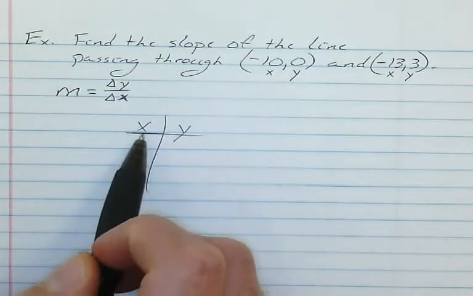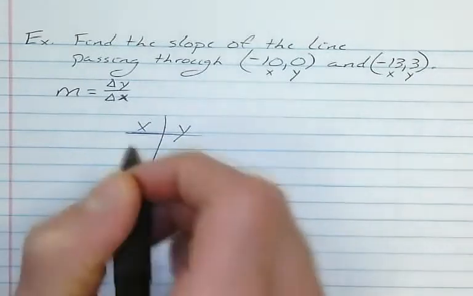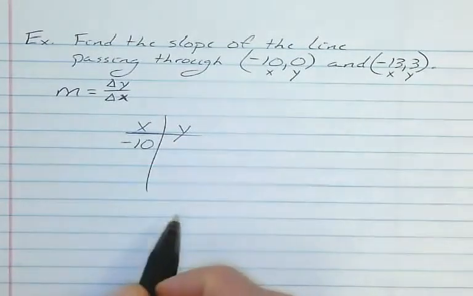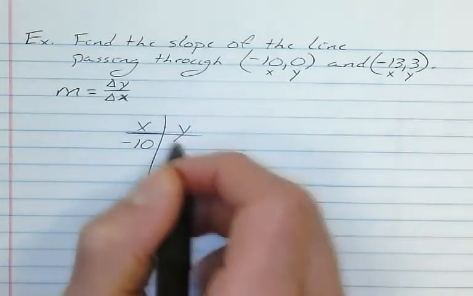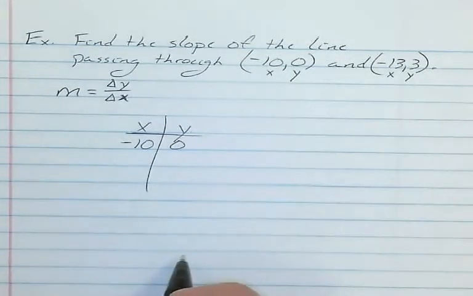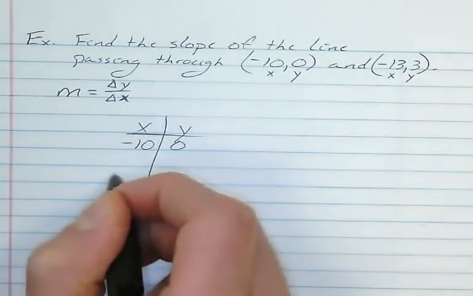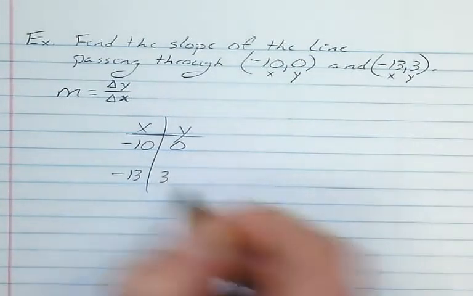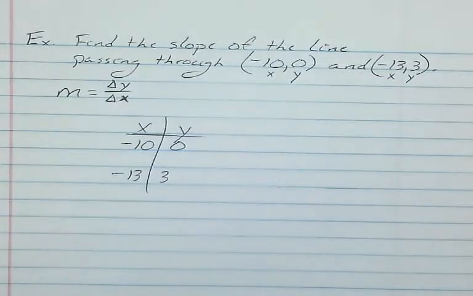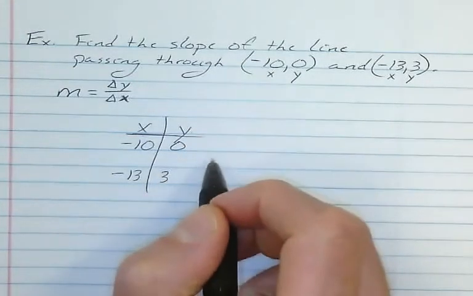Alright, so our first x, or our first input, is negative 10. And that corresponds to a y value, or an output, of 0. Our next point is negative 13 for x, and that corresponds to an output of 3. Now, once we have our table set up, we have to find the pattern. Alright, we basically find our jumps, or our changes in y and our changes in x. Alright, so let's start with our y values.